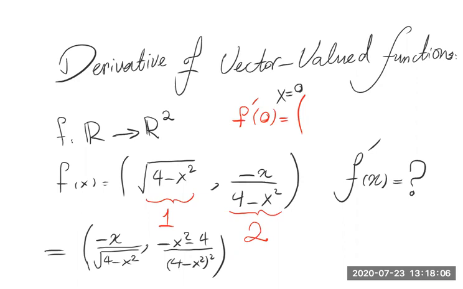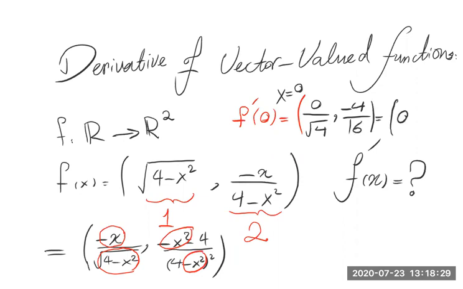Well, here we would get 0 over, here we would get square root of 4 minus 0, which is the square root of 4. Here we would get 0 minus 4. Here we would get 0 over 4 squared, which is 16. Okay, 0 over anything is 0. Minus 4 over 16 is minus 1 over 4. We can simplify it, and we would end up with a vector. So the derivative of this function at every point is a vector itself.